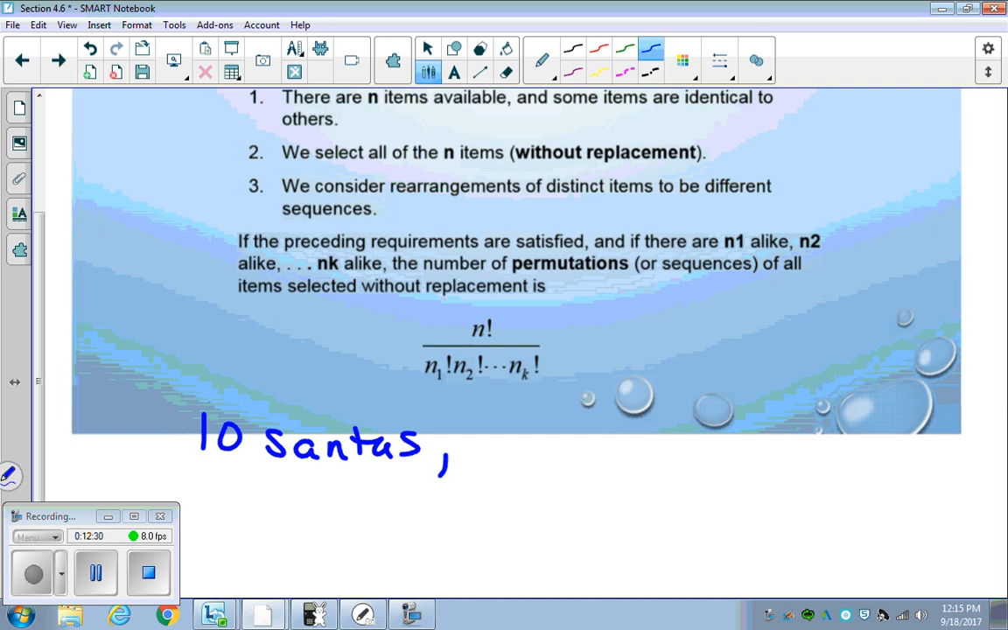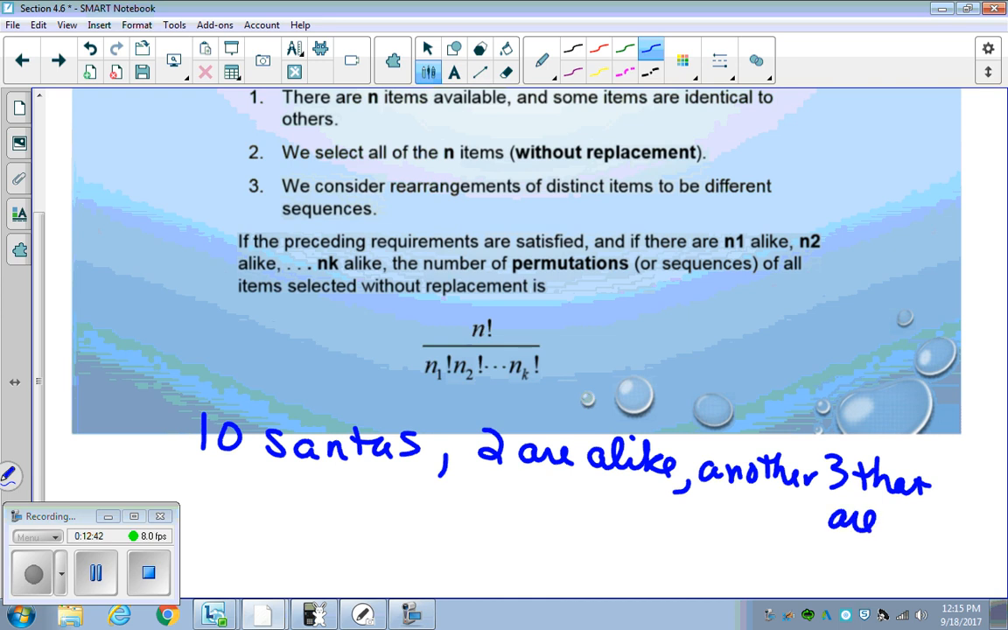I have 2 that are alike, and then I have another 3 that are alike. Because if A and B are identical, if I take A or B or B or A, they're really the same order, aren't they? Because they're identical. So I have to allow for that.